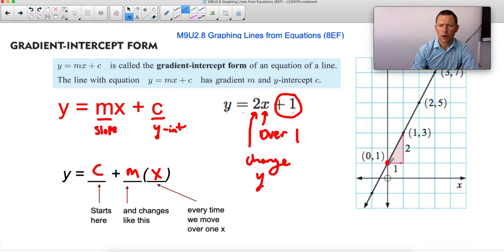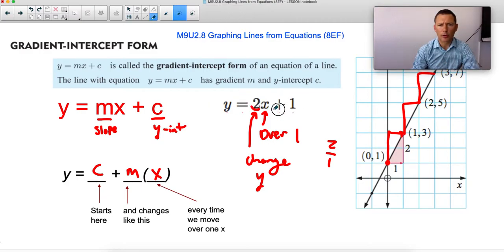So you go up 2 over 1. This is the slope. Rise 2, run 1. There's your next point. Rise 2, run 1. There's your next point. So that's kind of how we use them.